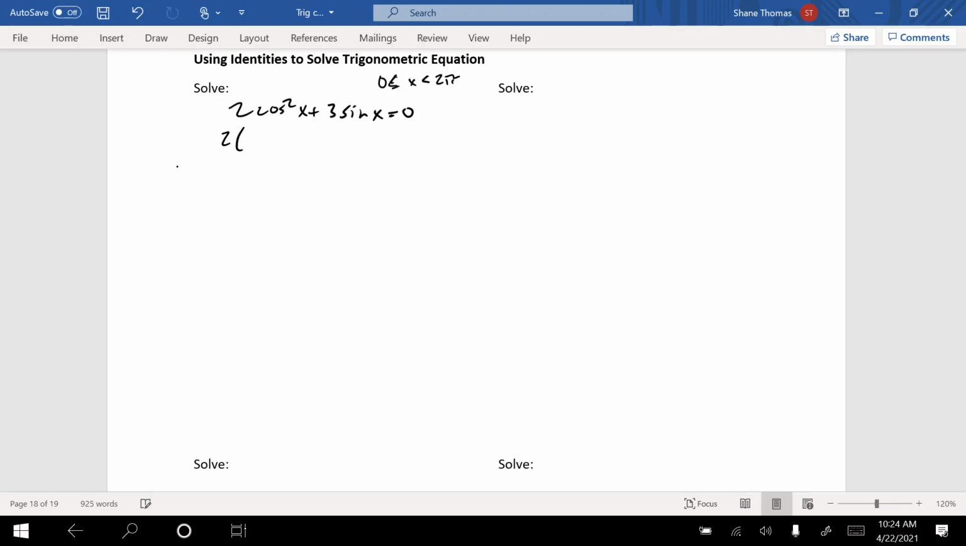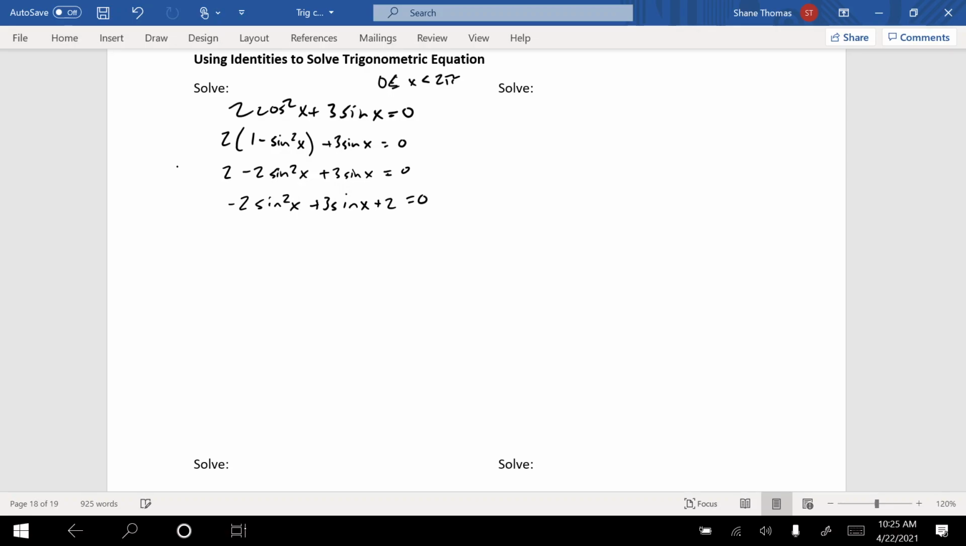So let's rewrite that as a sine. That's going to give me 2 times 1 minus the sine squared of x plus 3 sine of x equals 0. Now I'm in business. Now I have everything in sines: a sine squared, regular sine, and then a whole number when I distribute. So 2 minus 2 sine squared of x plus 3 sine of x. I'm going to go ahead and rewrite the order here. I'm going to make it negative 2 sine squared of x plus 3 sine of x plus 2 equals 0.